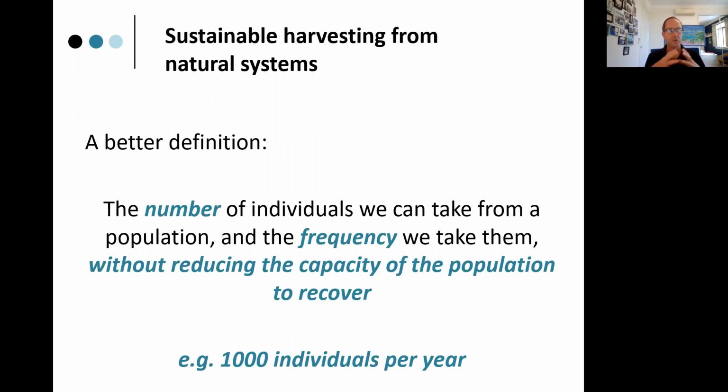So for example, it might be 1,000 individuals a year, or it might be a kilo weight, but it's putting some sort of limit on the rate at which we can take animals out of that population. Now that will depend on the rate at which new animals are coming into that population, and that's often referred to as recruitment. So the rate at which new animals join a population or enter a population, or as they become adult. The other thing is growth rate.